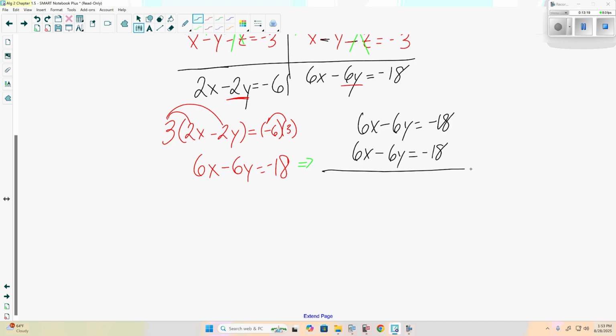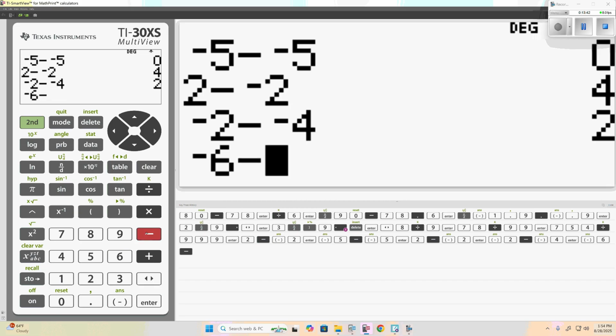Add or subtract? So negative, because we said y, yes? Negative 6 plus negative 6, is that 0? No. So we would subtract. Negative 6 minus negative 6. Negative 6 minus negative 6 is 0.